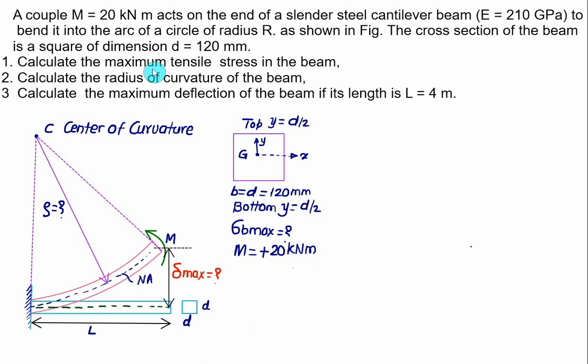Remember, we have to calculate the maximum tensile stress. The top fiber is shortened and the bottom fiber's length has increased. The top fiber will be in compression and the bottom fiber will be in tension. In addition to this, the value of Young's modulus is given, equal to 210 gigapascal. Length L is also given, equal to 4 meter.